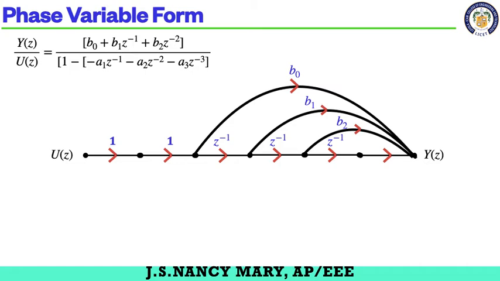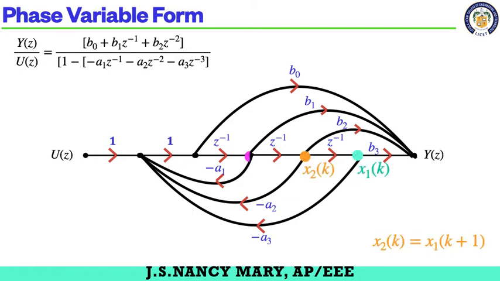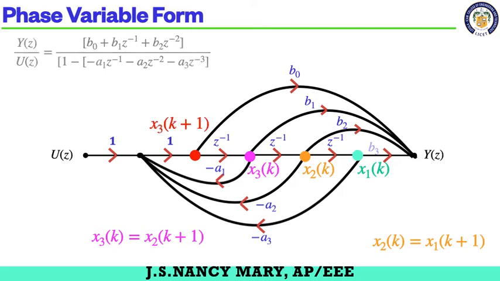Now for the reverse feedback path, I need to check, that is my a1 into z inverse. So I'll be writing a1 into z inverse, a2 into z inverse squared and a3 into z inverse cubed. The final thing will be b3. Okay, so this is my point where I can write x1 of k plus 1 equal to x2 of k, x2 of k plus 1 equal to x3 of k, and x3 of k plus 1 is equal to this one.